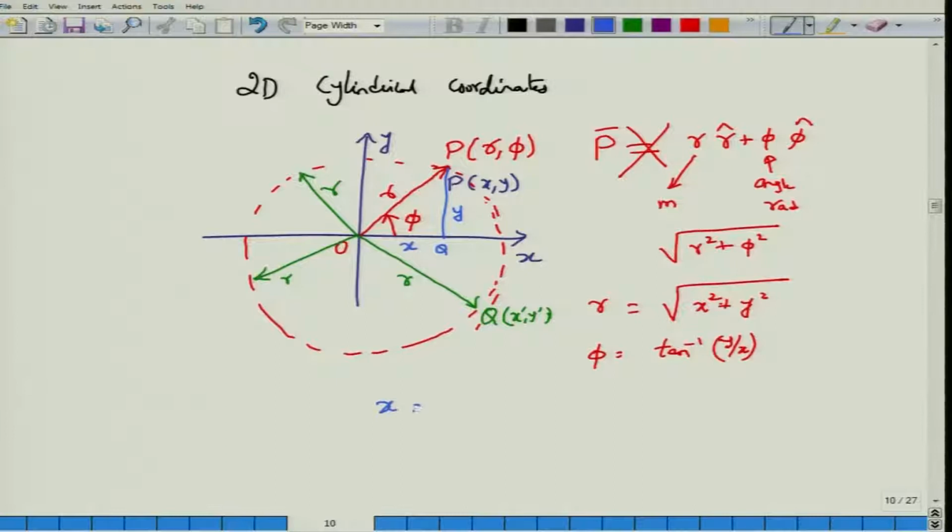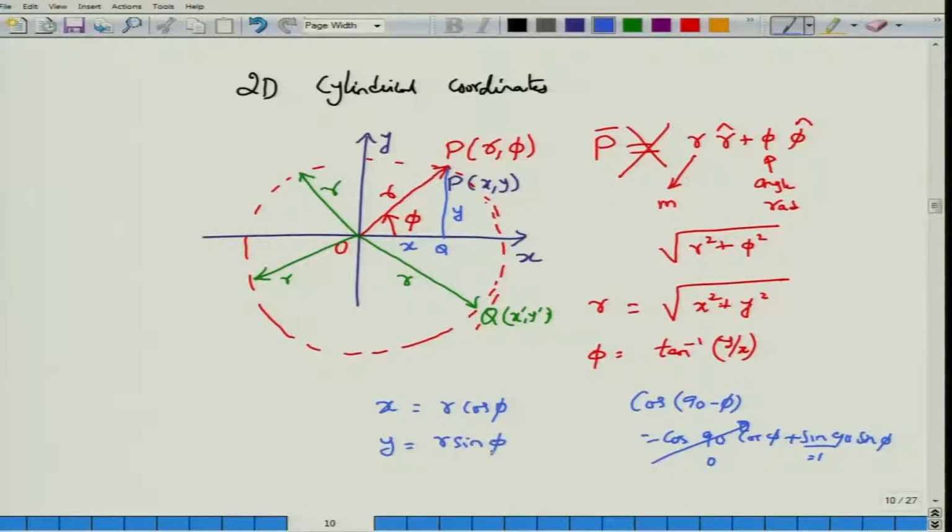Similarly, x in terms of r and phi: if r and phi are given to you, you can find what x and y are. x is simply the value of r projected onto the x axis, so that would be r cos phi. And y will be r projected onto the y axis, and that would be at an angle 90 minus phi. So cos of 90 minus phi is cos 90 cos phi plus sin 90 sin phi. Because cos 90 is 0, this goes to 0, and sin 90 equals 1, so this is nothing but sin phi. The value of y in terms of radial value r and angle phi is given by y equal to r sin phi.